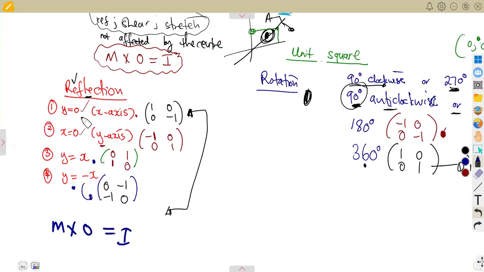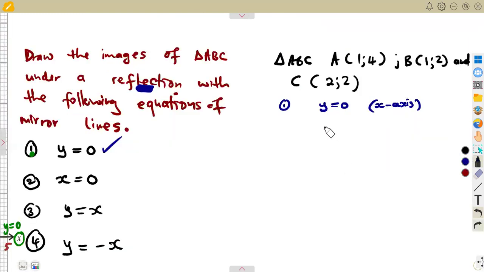Remember, we talked about that. The line y is equal to 0, which is our x-axis. Our matrix is going to be given as what? 1, 0, 0 minus 1. All right? So that's our matrix there. 1, 0, 0 minus 1. This is the matrix along the x-axis. So you know the matrix for that transformation.